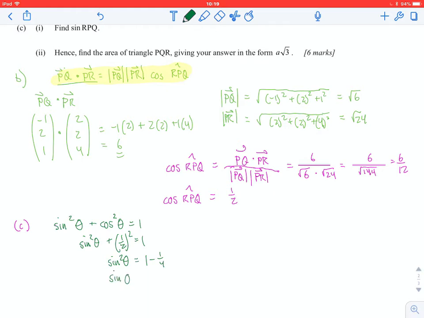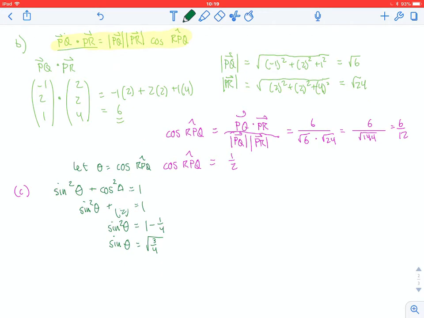So sine of theta is equal to the square root of 3/4. Now the only thing to be careful of here is I haven't really stated the relationship between angle RPQ and theta, so let's do that formally. Let's just say let theta equal angle RPQ. So now we can get away with just writing that shorthand.